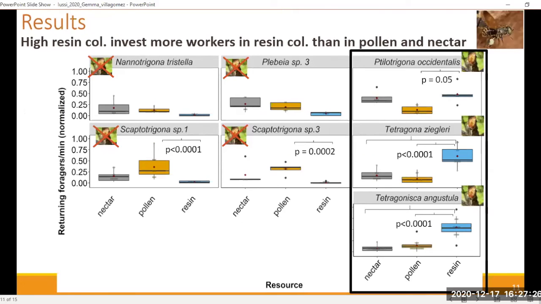Now with the results, first let's see how many returning foragers come with each resource, the returning foragers per minute. Here I plotted the high resin collectors, and we can see that they invest much more workforce in resin collection, even more than in pollen and nectar, in these 2 species. One species has mainly similar nectar and resin, but they really do less pollen. So they really invest their workforce in collecting resin. The low resin collectors, like 2 species, seem to invest similar workforce in the 3 resources, and some even collected more pollen and nectar than resin.